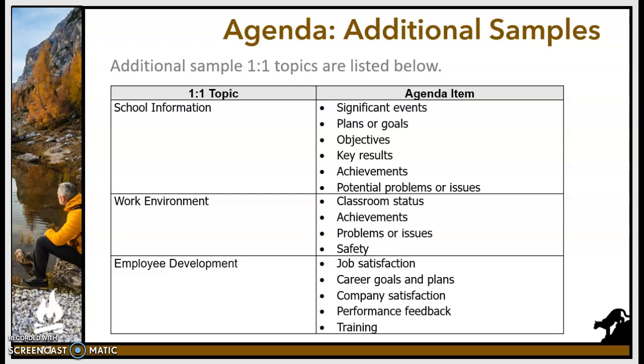Also can look at things like the work environment, like the classroom status, how we're doing, any problems or issues you may be having, or any safety concerns you may have. And then finally, employee development around job satisfaction, or in this case, satisfaction with the class, career goals and plans. How are we progressing towards ultimately what you want to do within the 3 or 4 years you're within the program, if you're there that long, and so on and so forth. So those are just the examples.